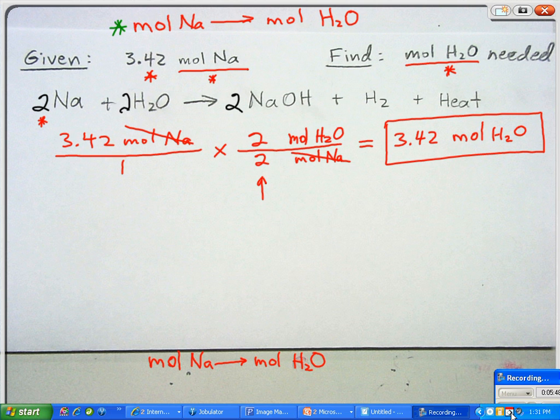Now in this problem, what did we do? We went, if you look here, let's get these stray marks out of the way, and let's go back down here to the bottom, and you see what we started out with at the very top, which was the same thing. And so we have moles of sodium giving us moles of water.